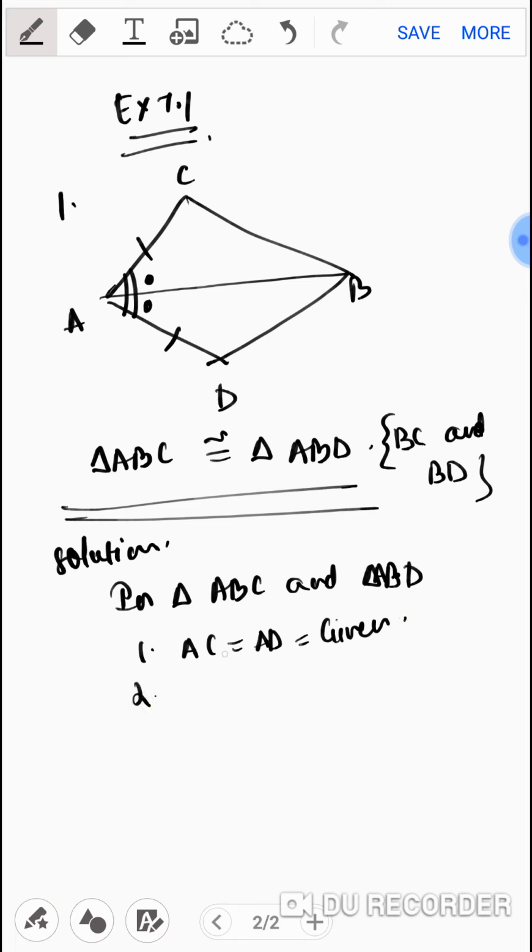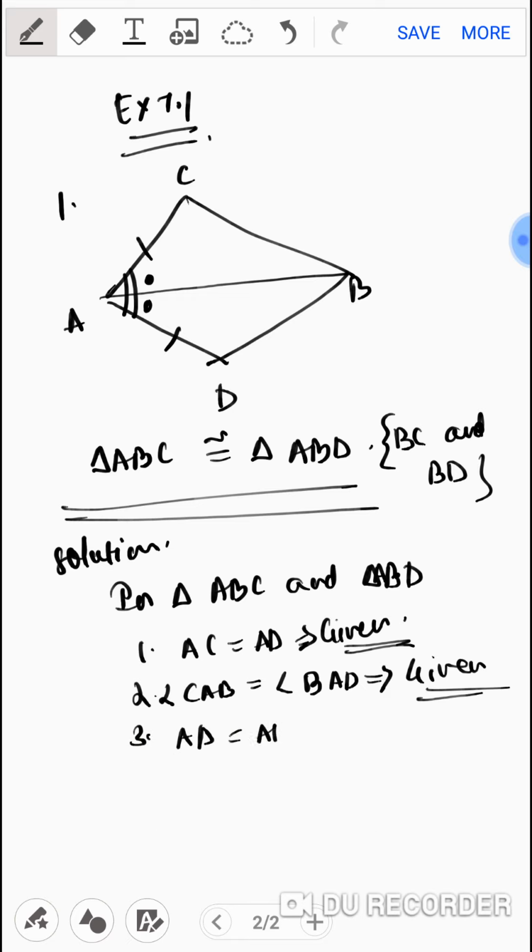And another, it is also given that angle CAB is equal to angle BAD. Why? It is also given. So you have to write here the reasons that it is given in the problem. What about the third reason? The third reason is AB is equal to AB. Why? That is common side in both the triangles.